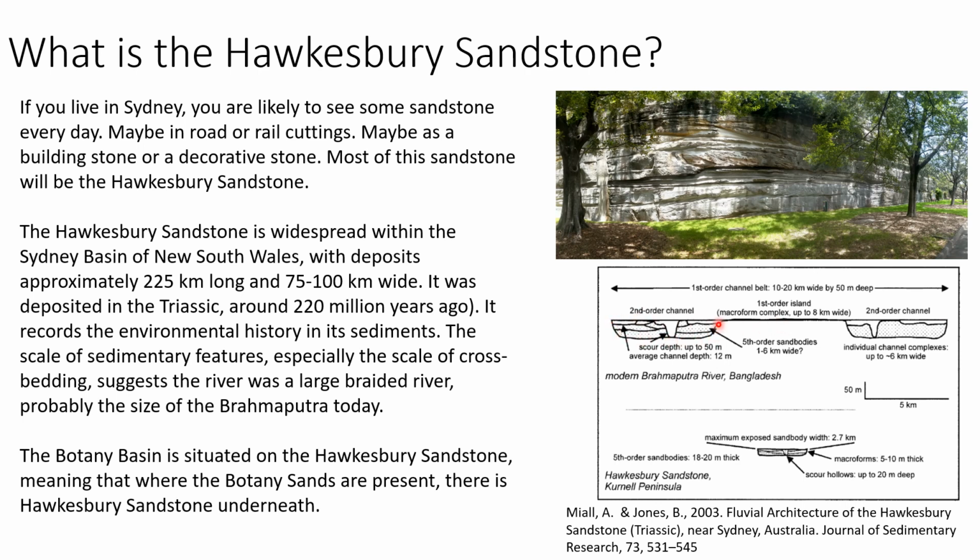And if you compare that to the features you can see preserved in the rock record, so here we have the Hawkesbury Sandstone on the coast at Kurnell. You can see some of these sand bodies. These are the fifth order sand bodies. These are tens of metres thick, and they're a similar sort of scale to those that you'd find in the Brahmaputra. So that's the evidence that's provided.